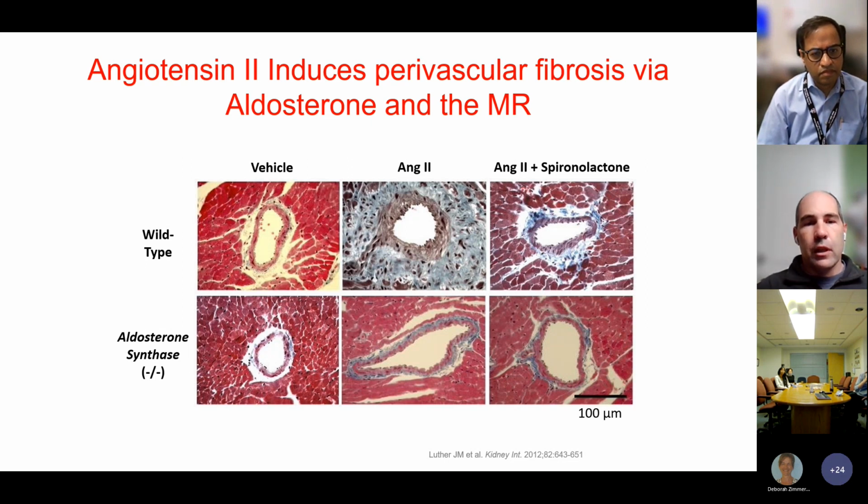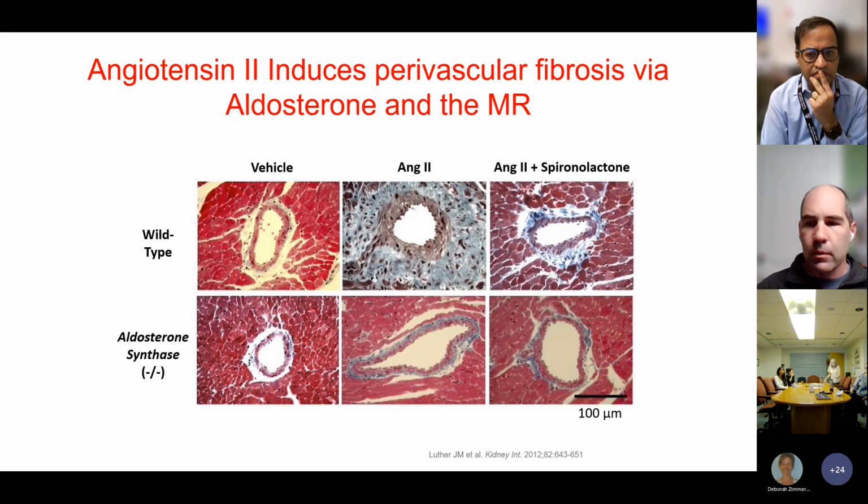So if you give these mice, and these are mice that we did not do nephrectomy or anything on, just angiotensin II plus salt in the drinking water, you get, this is heart tissue, vascular inflammation and fibrosis around this, so perivascular inflammation, that is really profound. They get hypertensive as well, of course. And if you give them spironolactone in the chow, you can block most of this, maybe not all of it, but most of this perivascular inflammation.